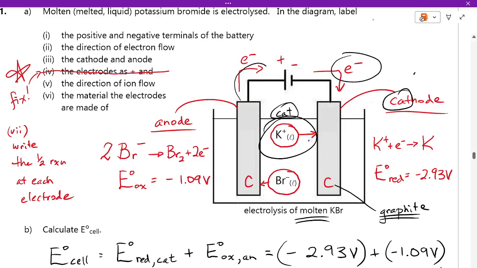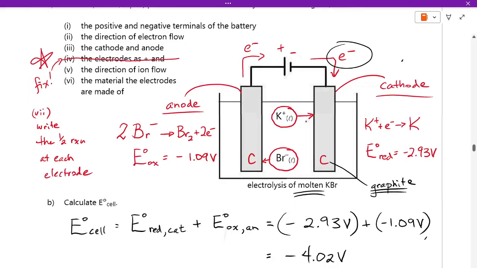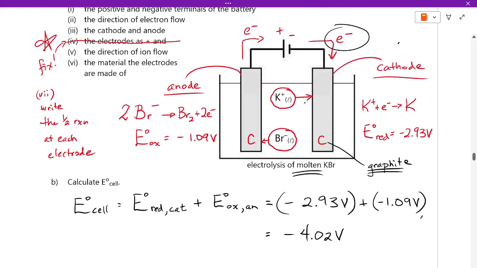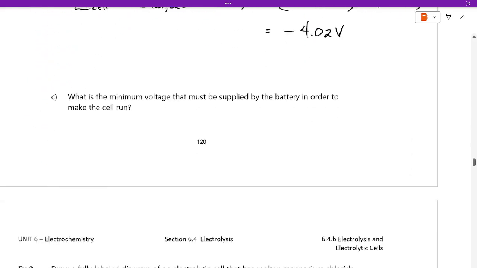The electrons are leaving here. Where did those electrons come from? They came from the negative Br. Any other questions? Okay, shall we try the next one?